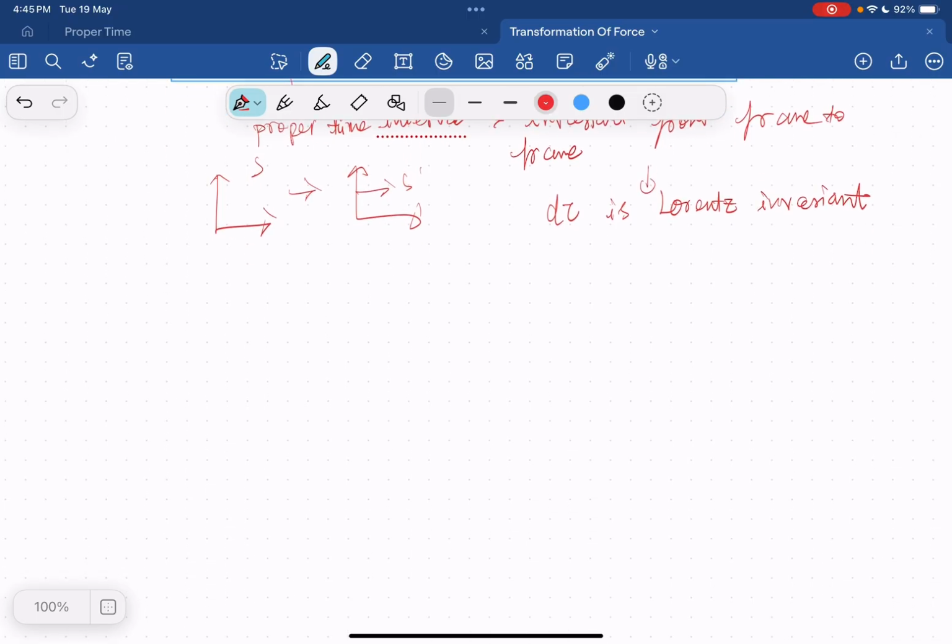Now let's move to four velocity. Before that, let's talk about four vector. What is a four vector?